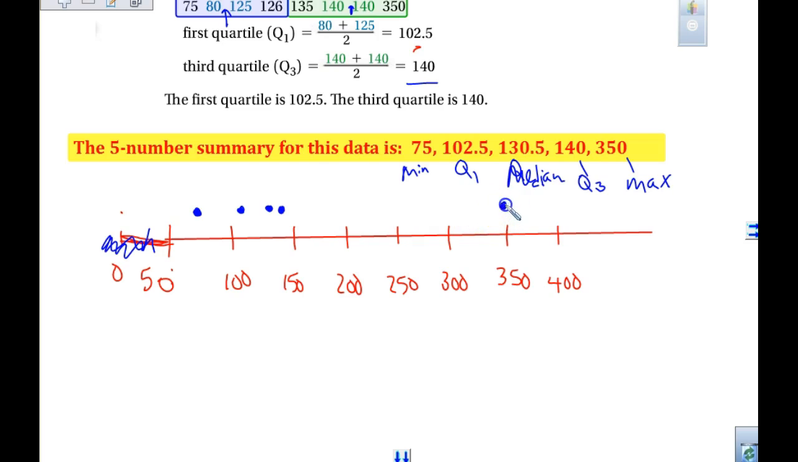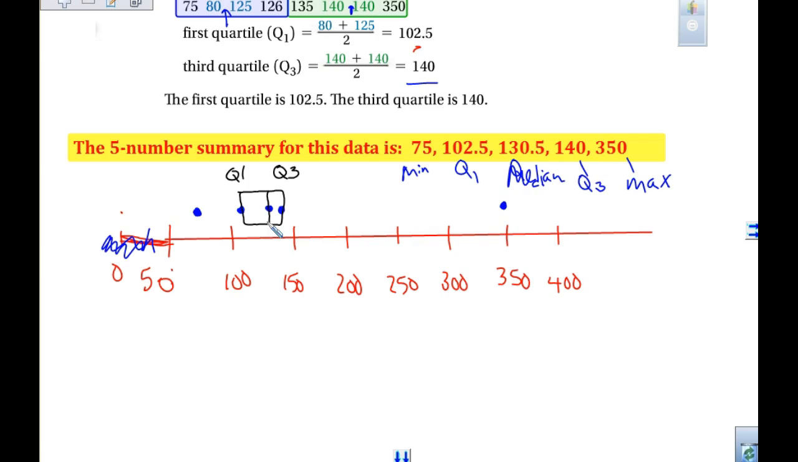So what you do next is you put a box around quartile 1 to quartile 3, right? This is quartile 1, this was quartile 3. Okay? You put a box around those two. Okay? You then put a vertical line in your median. This is our median. Just put a vertical line through that dot. You then extend the whiskers from quartile 1 down to your minimum, quartile 3 up to your maximum.